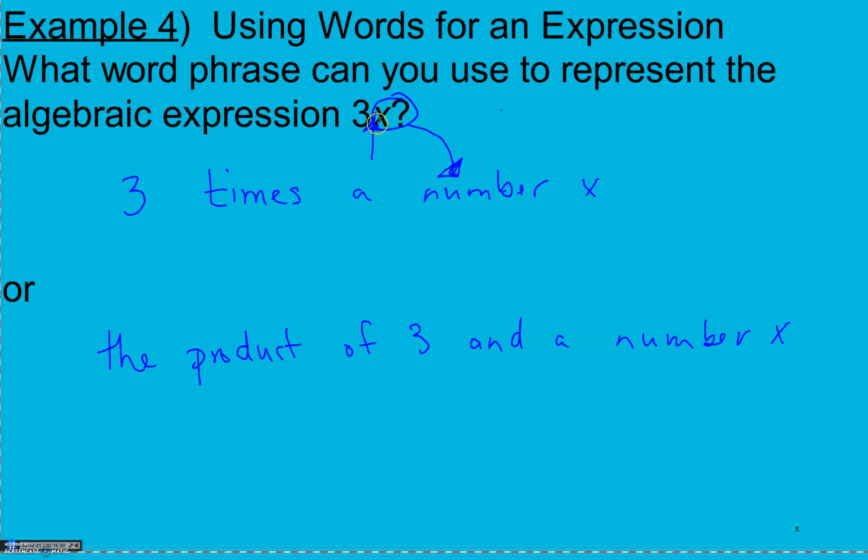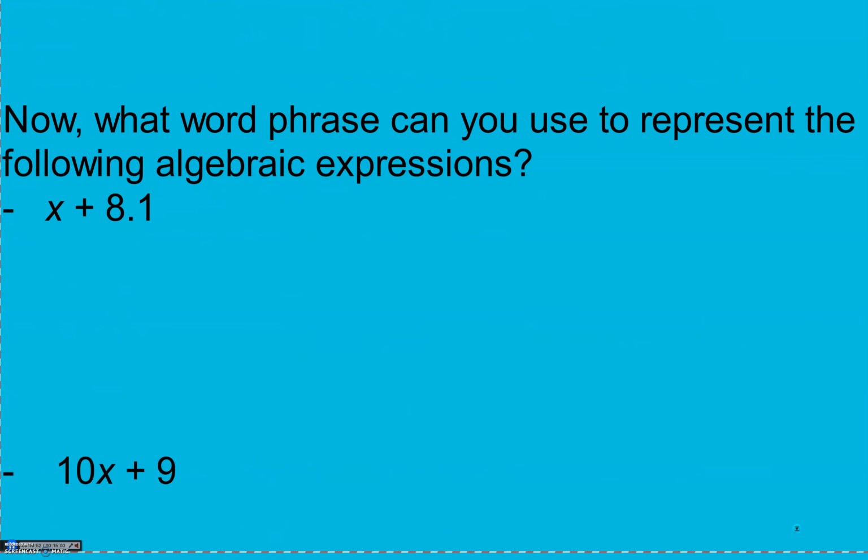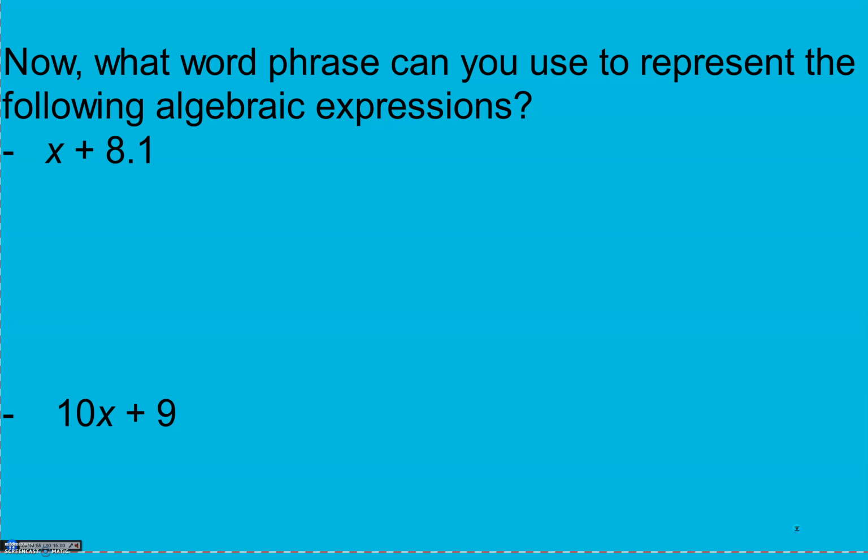So the big thing here is make sure you pick out your operation and then come up with a word for that. So times or product both mean multiplication. And then write out your statement. So we've got a couple options here for some of these. So what word phrase can be used to represent the following algebraic expressions? Here we are adding. And the word for that I'm going to use is sum. So I'm going to say the sum of a number x. And we put that on number x just to remind people that, hey, this represents a quantity. And 8.1.